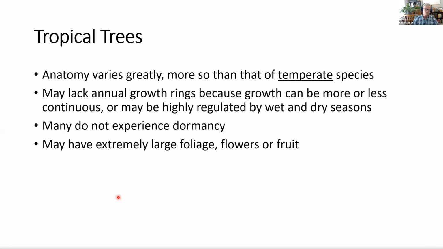And now that brings us to tropical trees. Anatomy varies greatly, more so than that of temperate species. So the way that tropical trees look can be very different from one another. They may totally lack annual growth rings because growth can be more or less continuous, or may be highly regulated by wet and dry seasons.